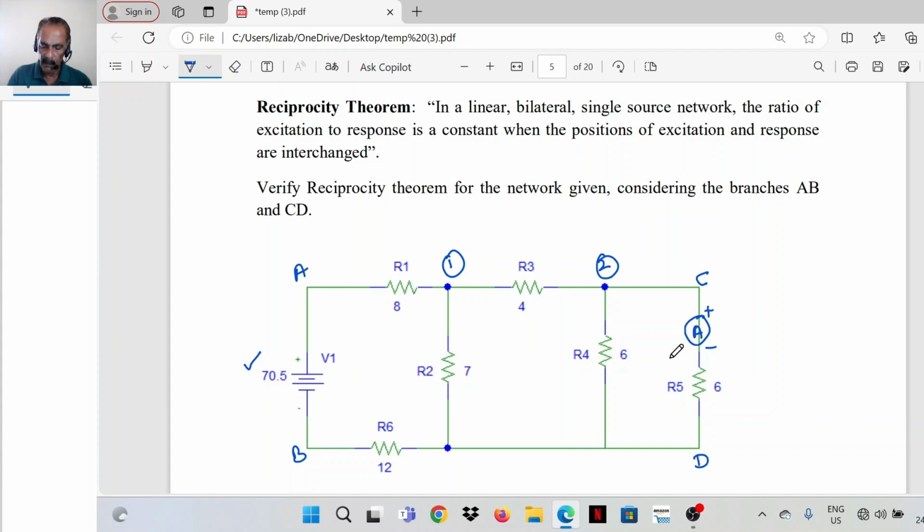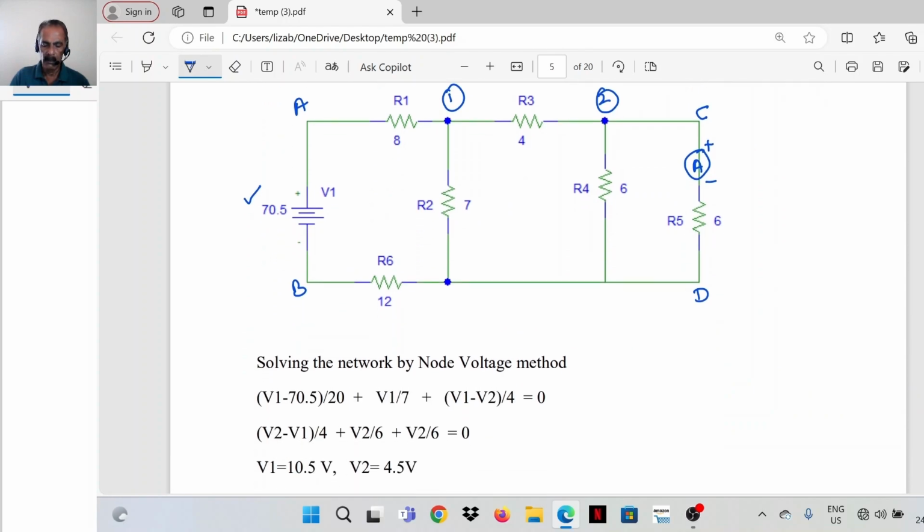So we can find out either by simplifying this network and dividing the current among different resistances, we can find out the current, or we can find out the response in branch CD, or we can write node voltage equations and find out either way. So here node voltage equations are written. So we have to find the current or response in resistor R5, this 6 ohm resistance R5.